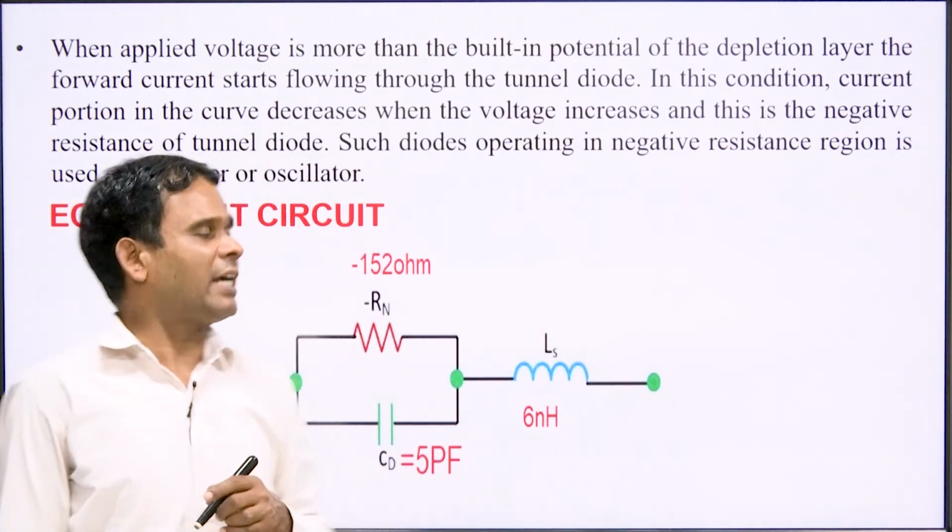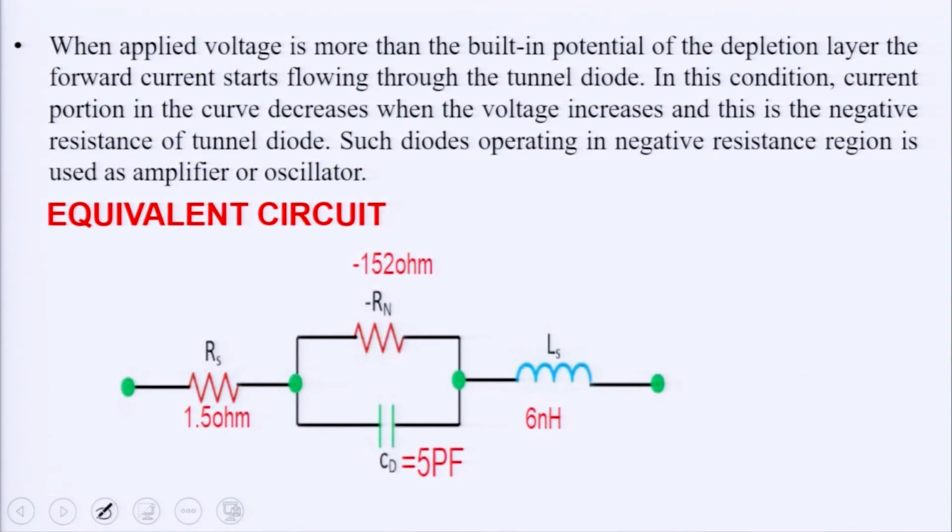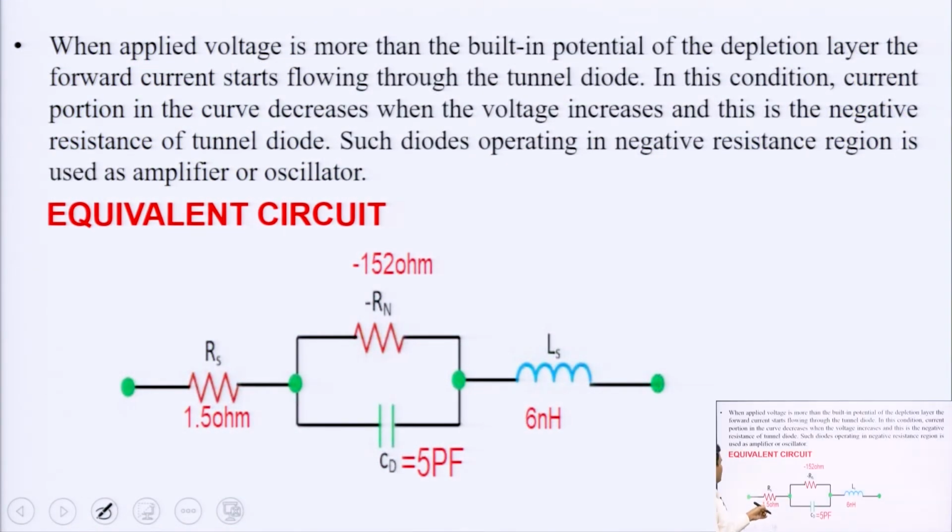Now, the equivalent circuit of the tunnel diode. This is the equivalent circuit of the tunnel diode. This is the series resistance, 1.5 ohm. This is the minus Rn due to the negative resistance region, 152 ohm, and this is the series inductance, 6 nanohenry, and this is the capacitance, 5 picofarad. And the tunnel diode will work like this circuit will work. That is why this circuit is called the equivalent circuit of the tunnel diode.